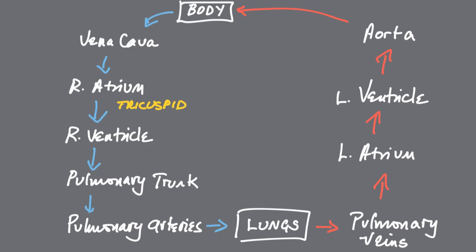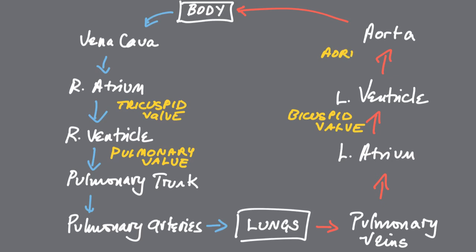Between the right atrium and right ventricle is the tricuspid valve. Between the right ventricle and pulmonary trunk is the pulmonary valve. Between the left atrium and the left ventricle is the bicuspid valve, and between the left ventricle and the aorta is the aortic valve.